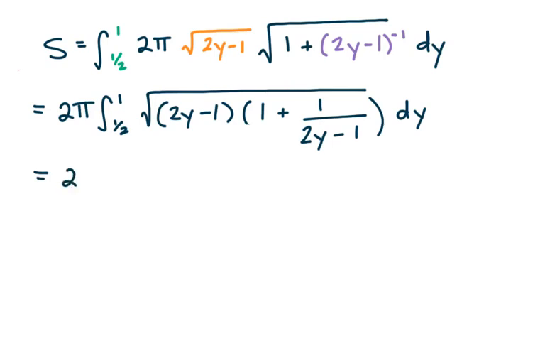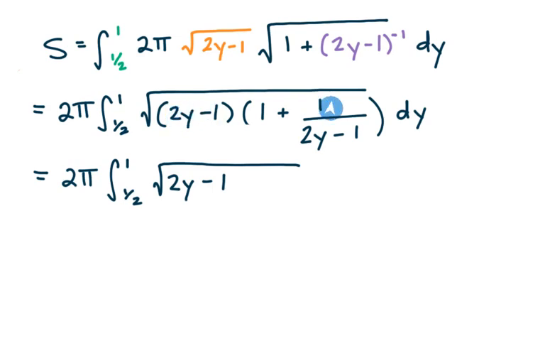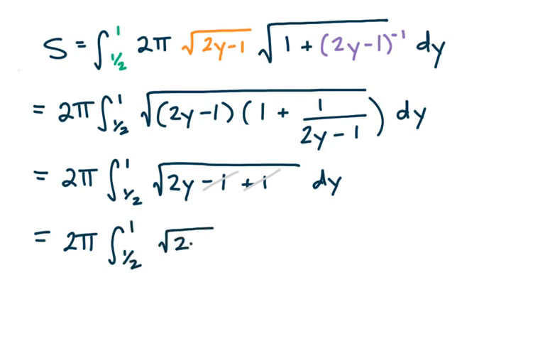So I have 2 pi, the integral from 1/2 to 1, and I end up with the square root of 2y minus 1, and when this ends up in the numerator here, we're just going to end up with a plus 1. And of course, plus 1 minus 1 are going to cancel. So the integral has become quite simple. Got the square root of 2y dy.